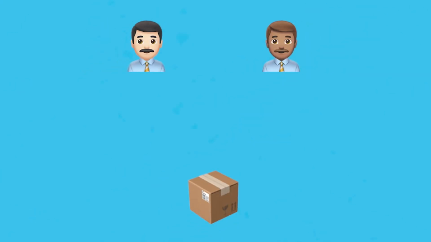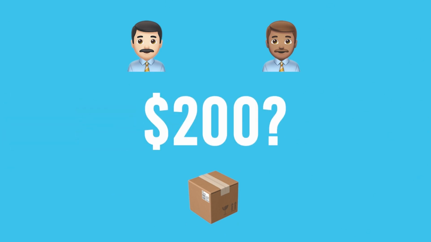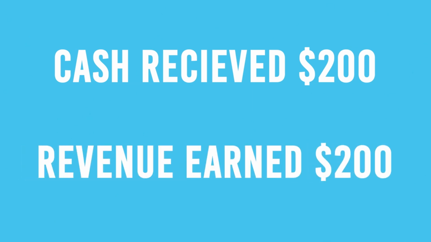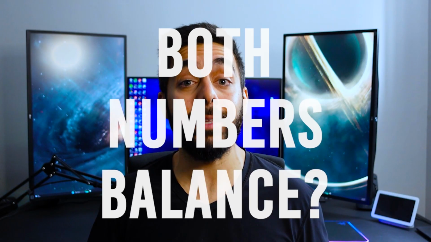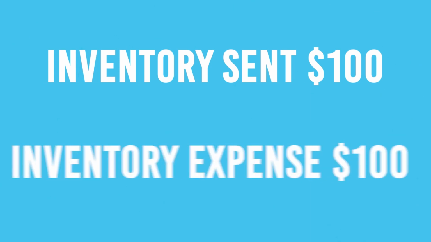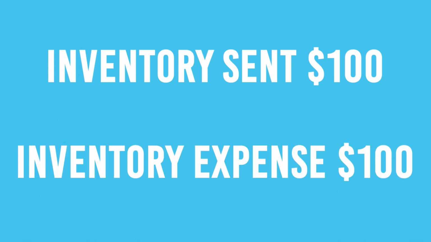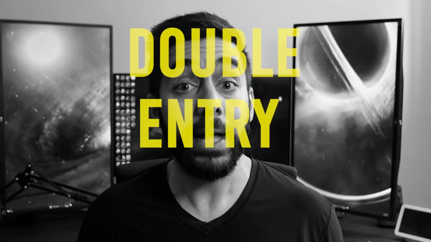So far, pretty easy, but let's kick it up a notch. Now say I find someone to buy my inventory. I say to him, Mike, would you like to buy my wonderful inventory for the reasonable sum of $200? Mike agrees, and he buys my inventory. So I record the $200 of cash received and $200 of revenue. Both numbers balance, double entry accounting. But we're not done. Mike took my $100 of inventory with him, so I record a $100 inventory reduction and a $100 inventory expense. Both numbers balance, double entry accounting.